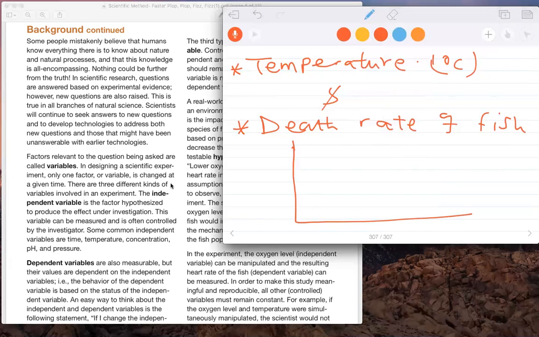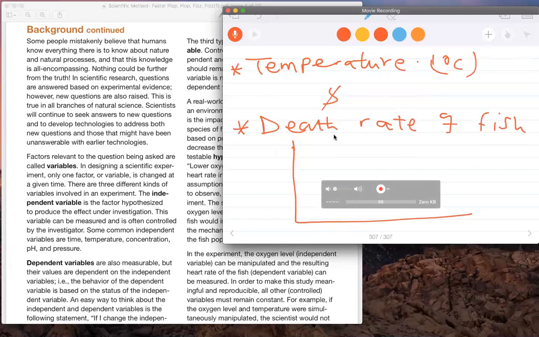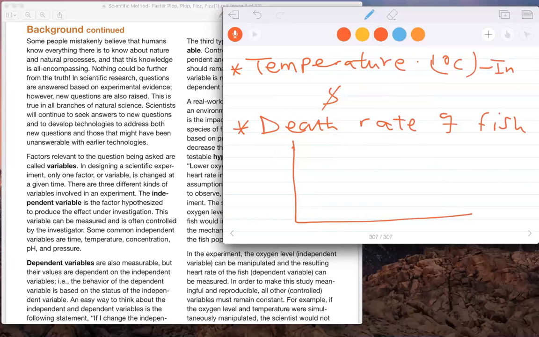In this case, if you look at these two right here, the independent variable is a factor hypothesized to produce the effect under investigation. So if we want to know the rate at which the fish die, we can vary the temperature. How many fish die when the temperature is 30, when it is 80, when it is 150 degrees Fahrenheit, and then we count it. We call this independent, all right? Independent. And then this one depends.